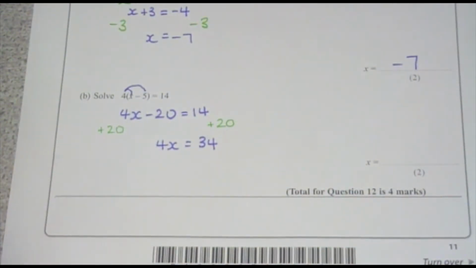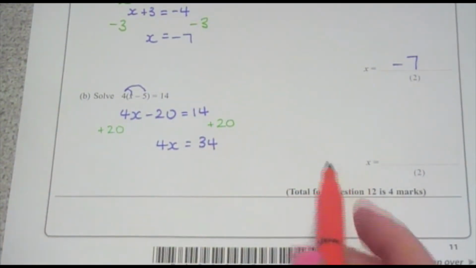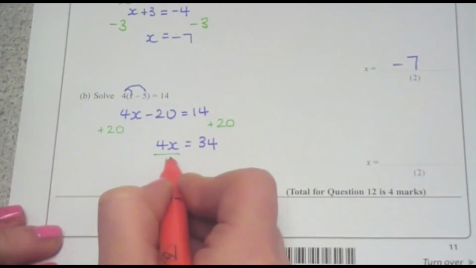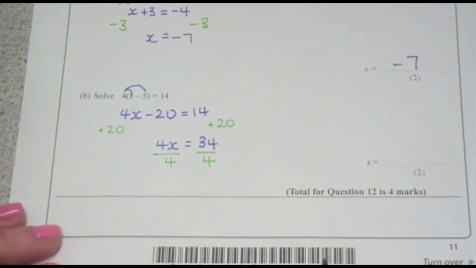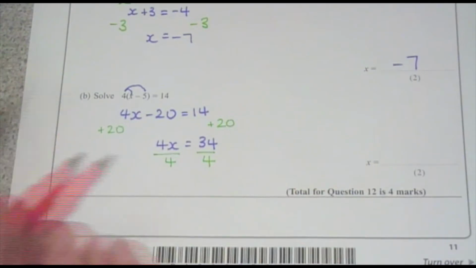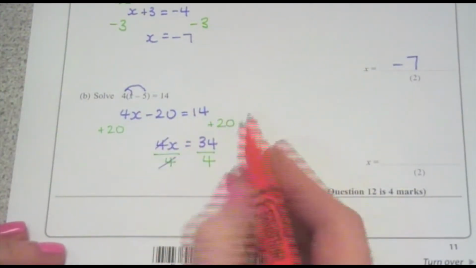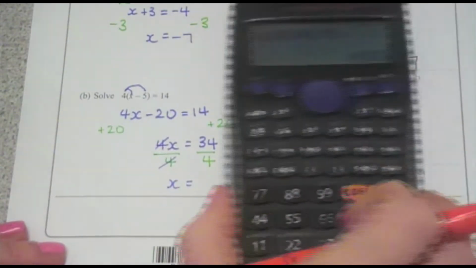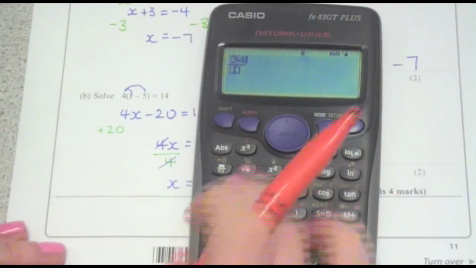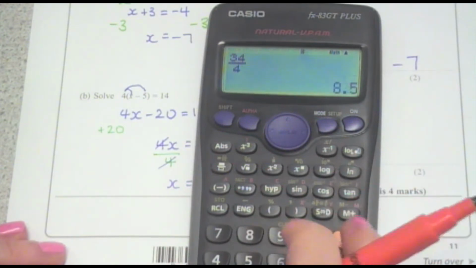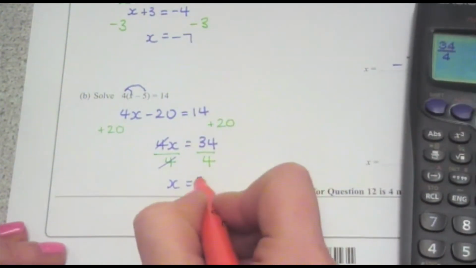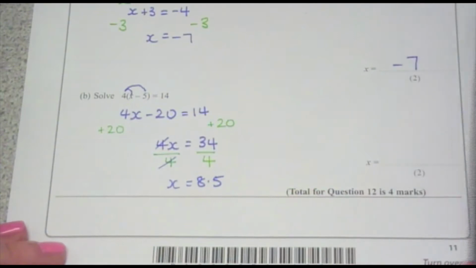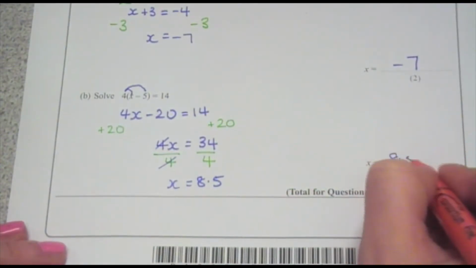At the moment, I've got 4 x's, whereas I just want 1 x in the answer. So I've got 4 of them, I'm going to divide by 4 on both sides. That means that that 4 can cancel with that 4, and I'm just left with x on the left-hand side. And then I need to calculate 34 divided by 4, which is calculator paper, so it should be fairly easy to do, which is 8.5. That means my solution is x equals 8.5.